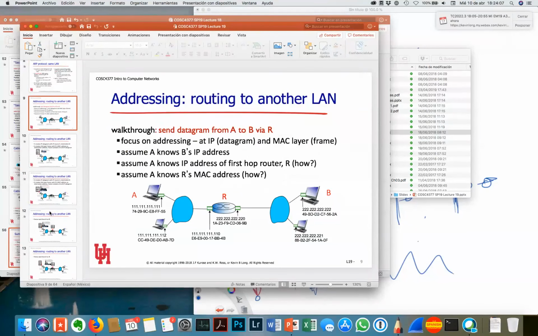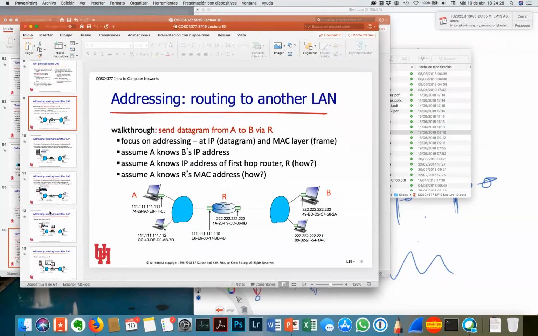So I'm going to send something from A to B via a router in the middle. So I know I'm going to end up on two different LANs. There's a LAN on the left and a LAN on the right. And I have IP addresses above and MAC addresses down below. So to send something from A to B, if I know B's IP address, then I'm going to build an IP datagram and say it's coming from all ones going to all twos.